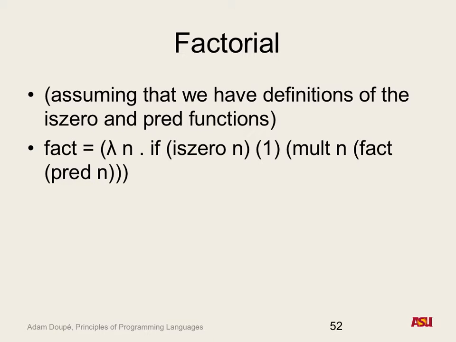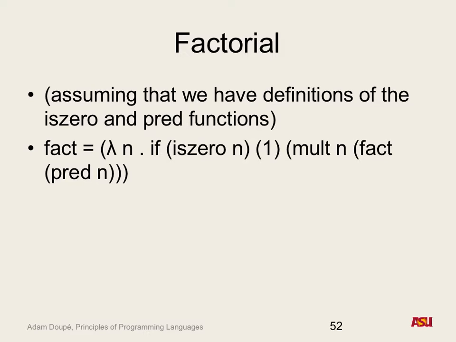So we have factorial is equal to lambda n, if is 0 n, return 1. Otherwise, return multiply n times factorial of the predecessor of n, where predecessor is n minus 1. So this is a direct translation of return n times n minus 1. Questions on this? Yes. Isn't that illegal, given that you're defining factorial with?